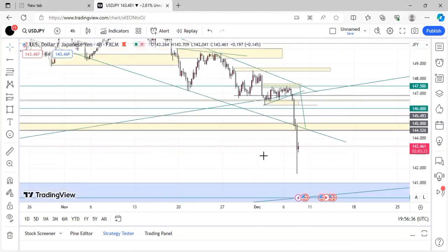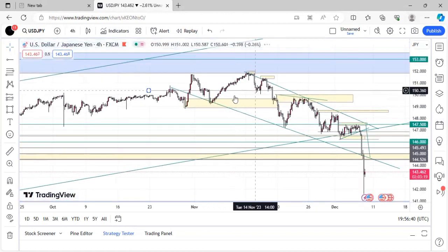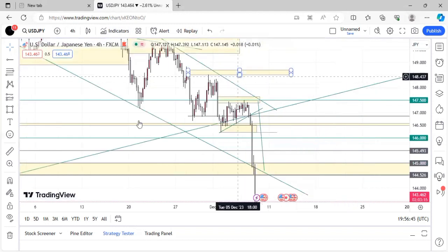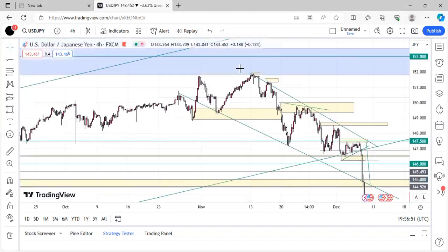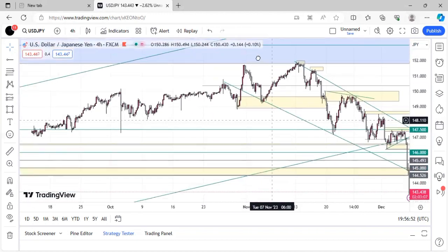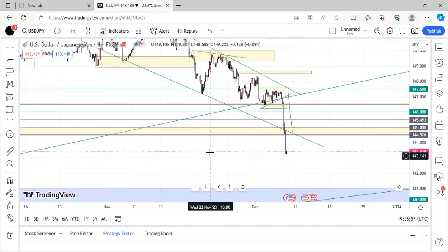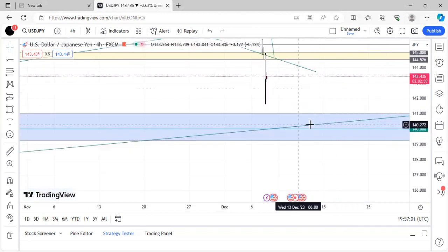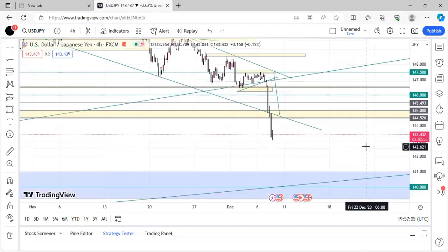Where did price break? Now we can see that price has broken the internal channel. It's broken all the internal channels. We can see this channel right here on the 4 hour. You can see price broke this channel heavily, and also broke the daily internal channel. So we are now heading to the major one, the major daily internal channel, and we're heading to 140.